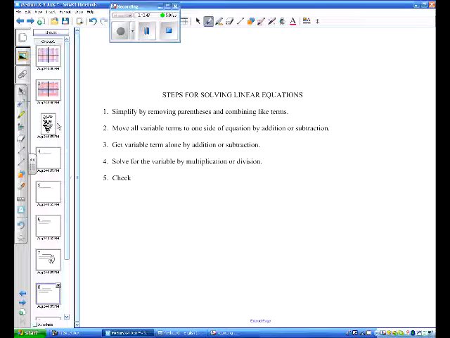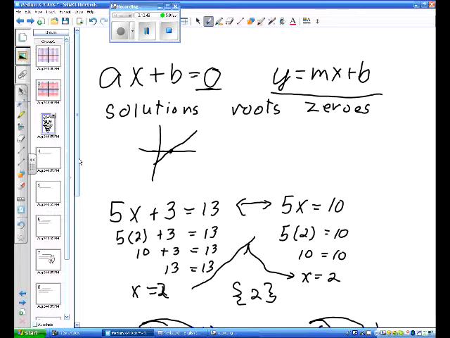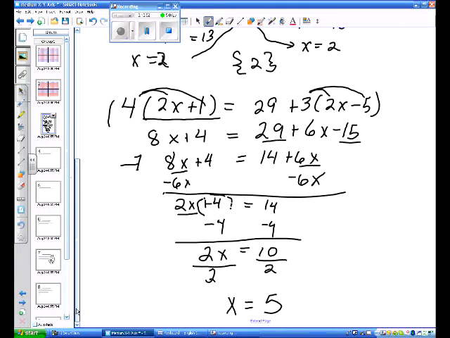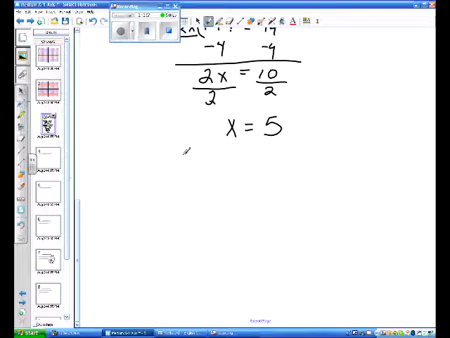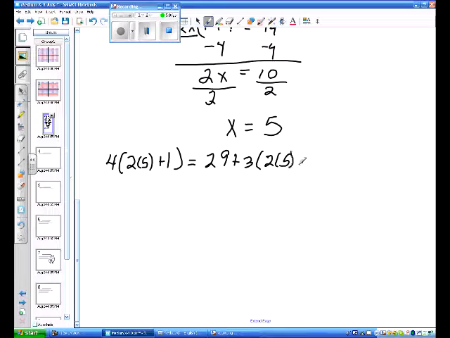You check your answers by taking the value that you got for your answer and substituting it back into the original equation. So we got x equals 5. So if we go through and substitute that in, we're going to have 4 times 2 times 5 plus 1 equals 29 plus 3 times 2 times 5 minus 5.